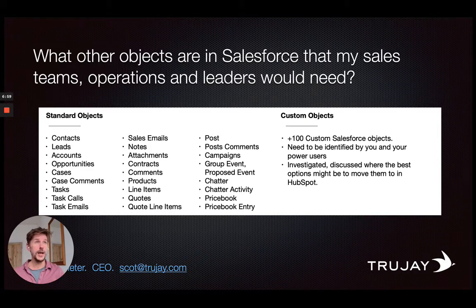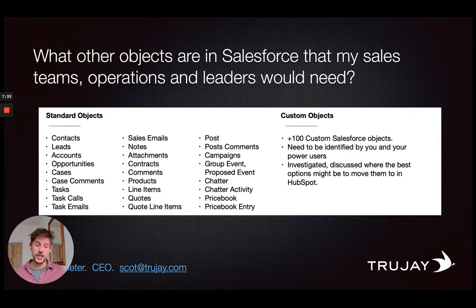And so it's really good to get a layout of all of the objects and present them internally, and definitely highlight which ones are a must-have, and go ahead and mark an X for which ones you most certainly do not want. But as you can see, there are a number of objects in Salesforce: attachments, contracts, comments, products, post comments, campaigns, chatter activity. There's just quite a bit there. And you just want to make sure you don't leave any of that behind.